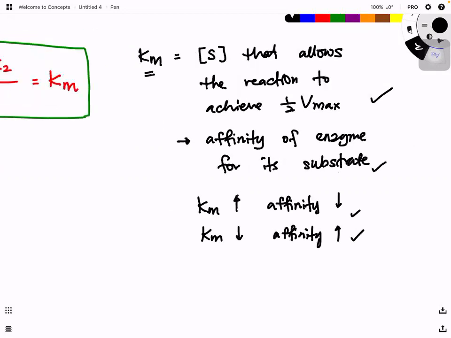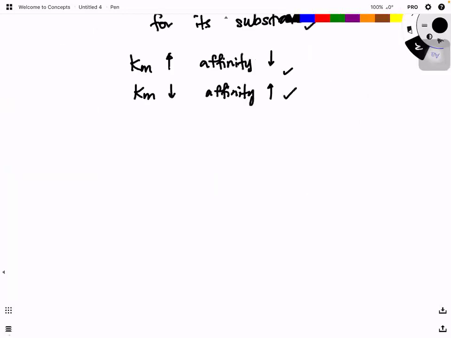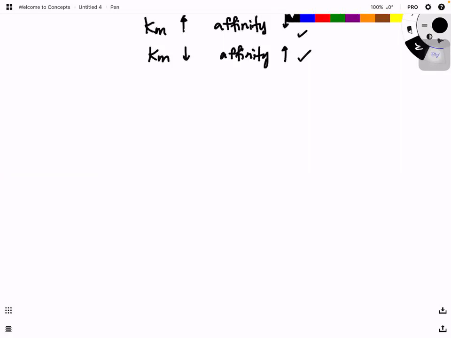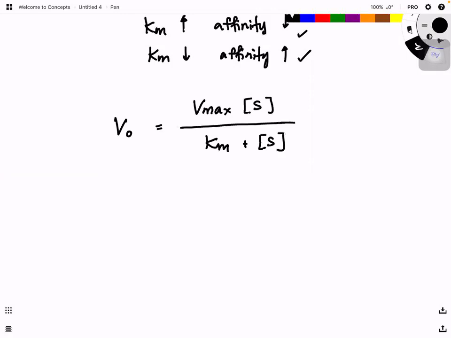is the substrate concentration that allowed the reaction to achieve half Vmax. It's a substrate concentration. So now look at this equation again. V naught equals Vmax times substrate concentration divided by Km plus substrate concentration. Correct or not? True or not? Okay.